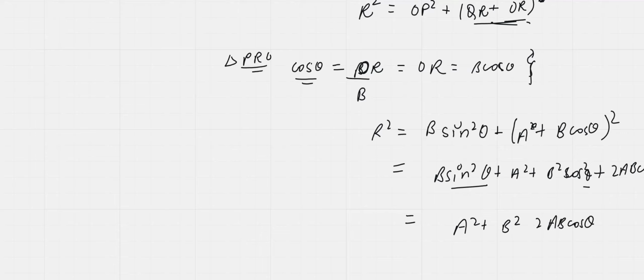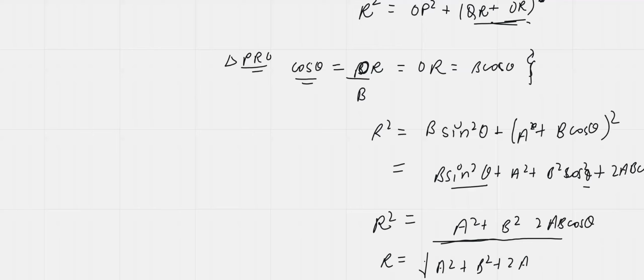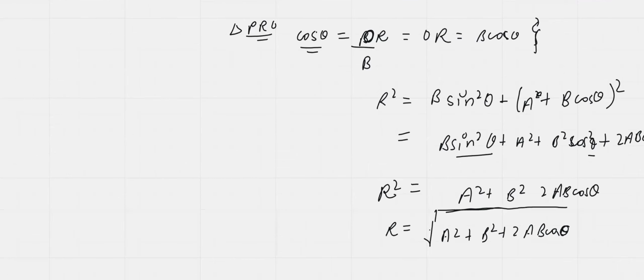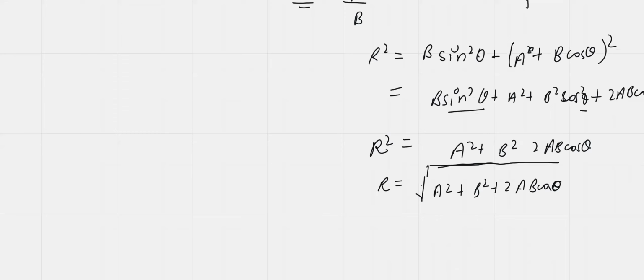And finally, I can say this is R square, so R will come out as under root of A square plus B square plus 2AB cos of theta. Is that clear? Yes. This is the resultant coming out of the triangle law of vector addition. We can say it is the same. There is no difference. Okay, we have got the same thing.